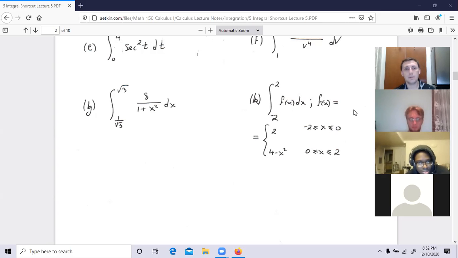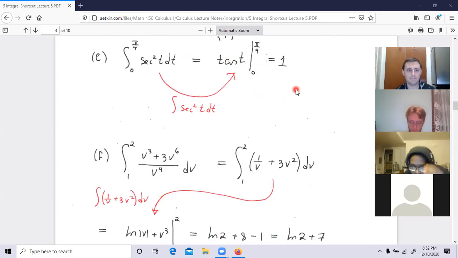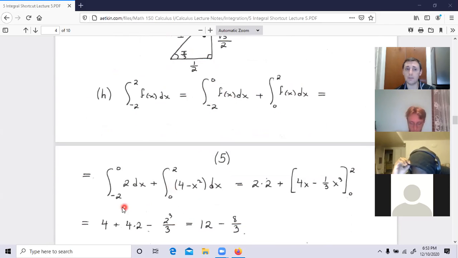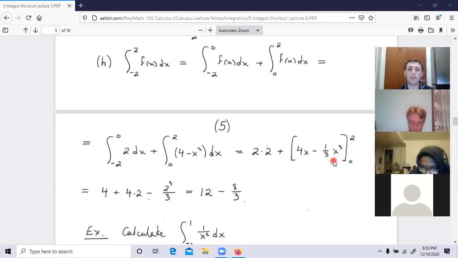All right, time is up. Very simply, you break up the integral from minus 2 to 0 and from 0 to 2, because 0 is the point where the formulas change. Between minus 2 and 0, I integrate 2, and between 0 and 2, I integrate 4 minus x squared. The first integral is easy, it's just 2 multiplied by 2. I can do it geometrically. The second integral I can write with the antiderivative 4x minus 1/3 x cubed from 0 to 2. And my answer is 12 minus 8 over 3.